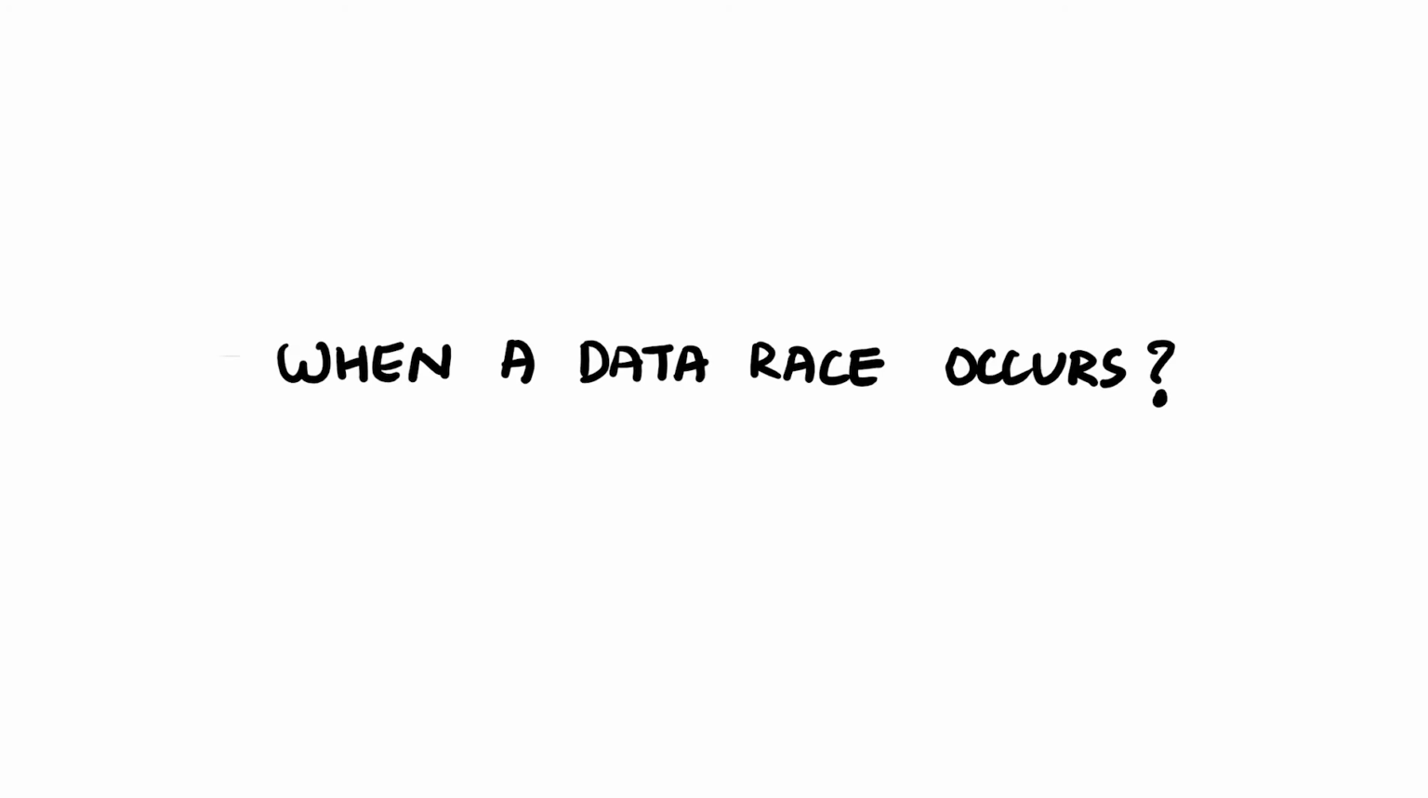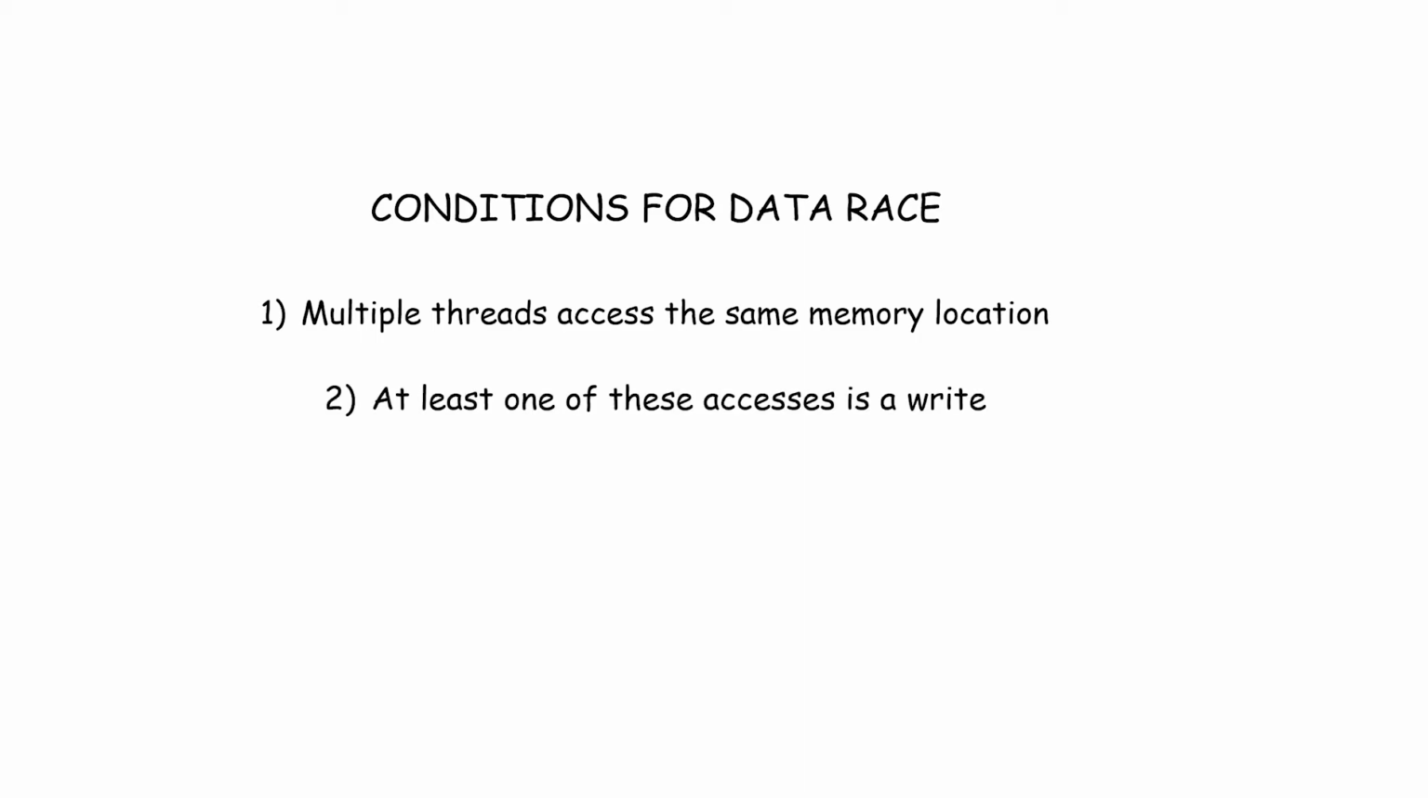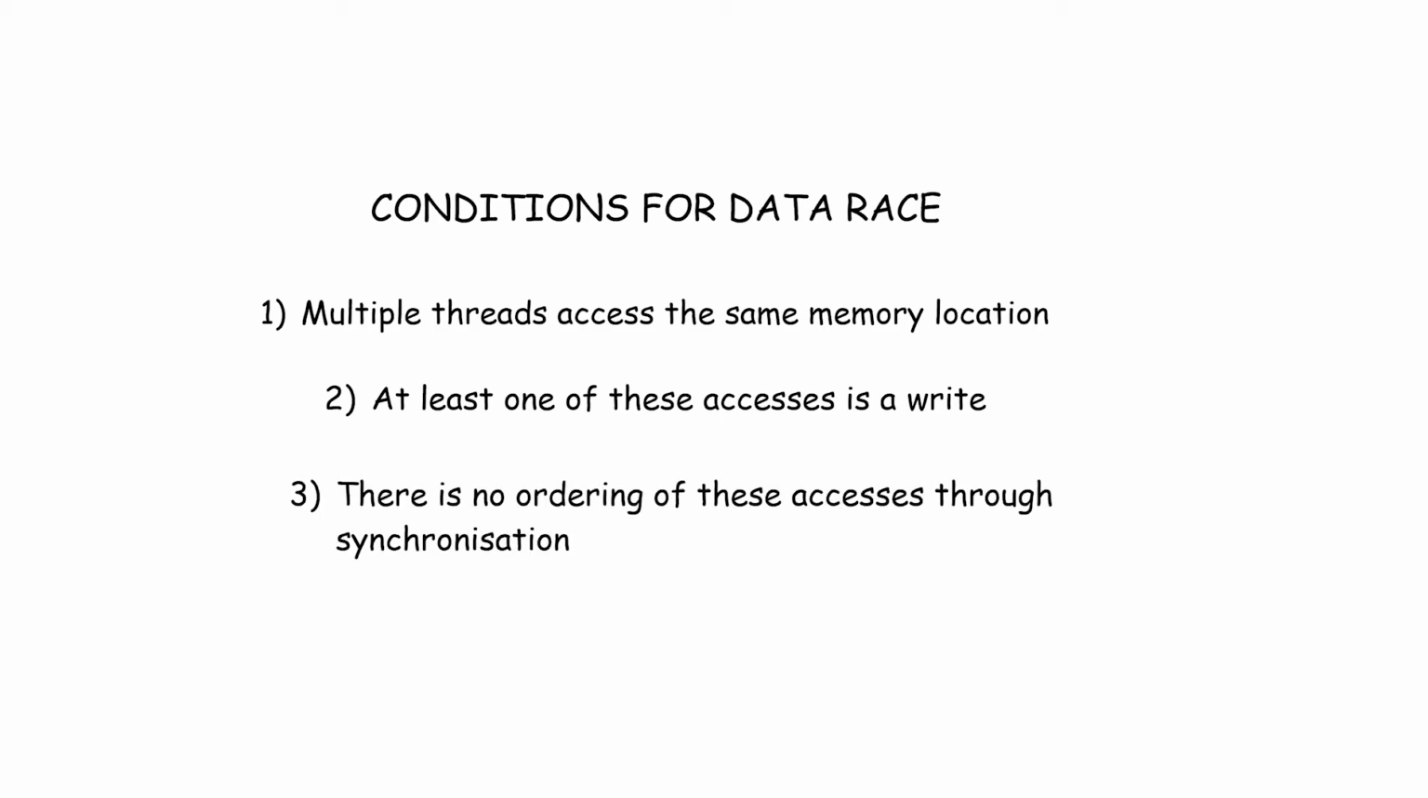But when exactly does a data race occur? When these three conditions are simultaneously satisfied, a data race is said to have occurred. Number one, multiple threads of the same process share a single address space and access the same memory location. Number two, at least one of these threads' accesses is a write. Number three, these accesses are not ordered by any forms of synchronization operations such as locks or condition variables.